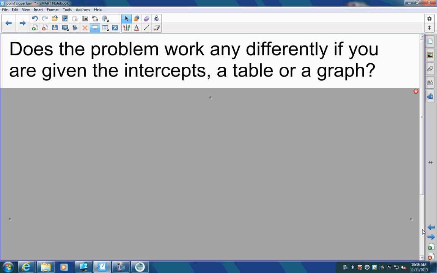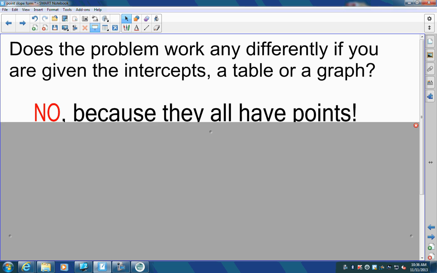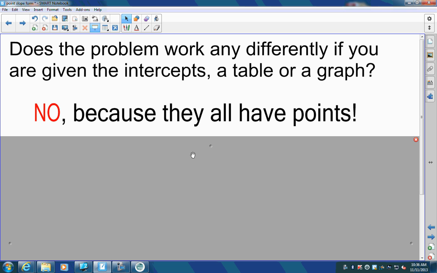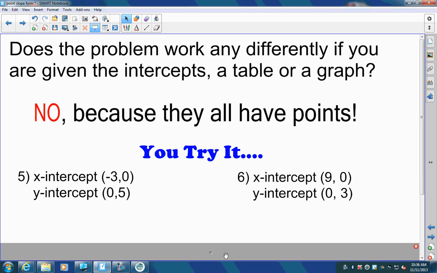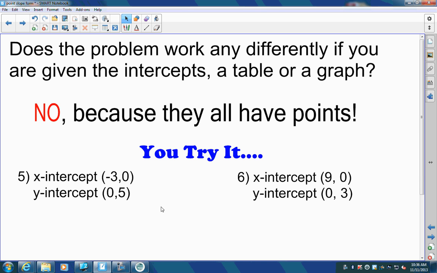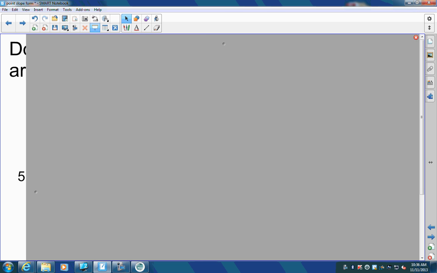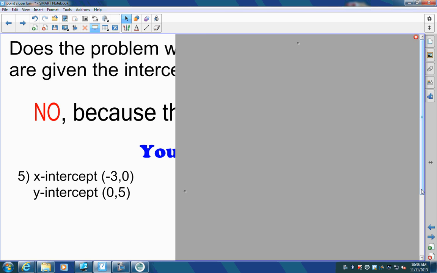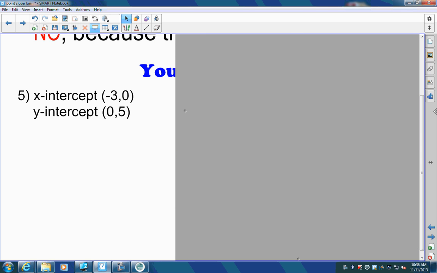Now, do problems work any differently if you're given intercepts, a table, or a graph? No, because they all have points. So why don't we go through now on these two, and I want you to try and find the equation of the line. Let's find the equation in slope-intercept form. That's y equals mx plus b.